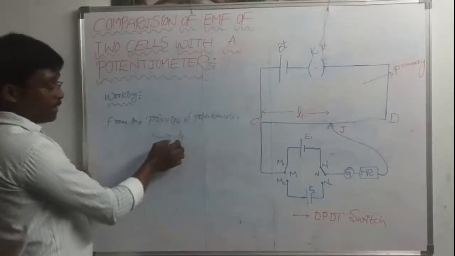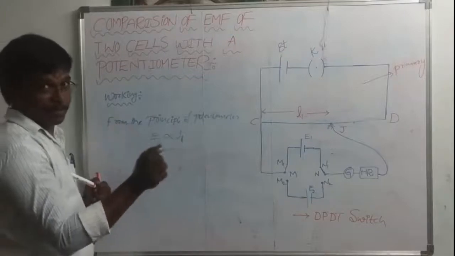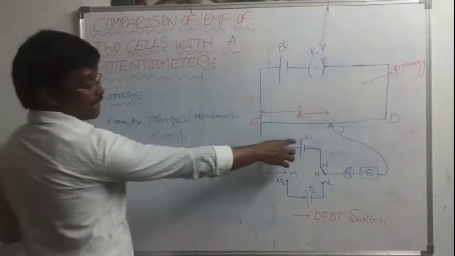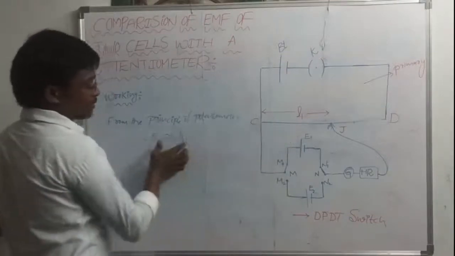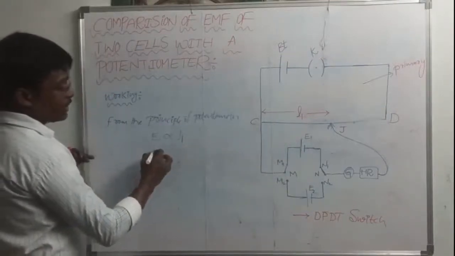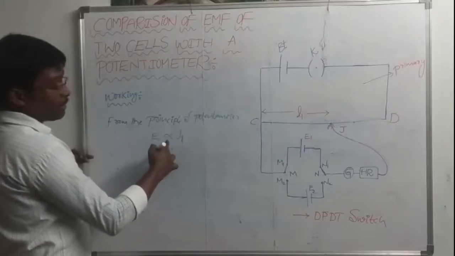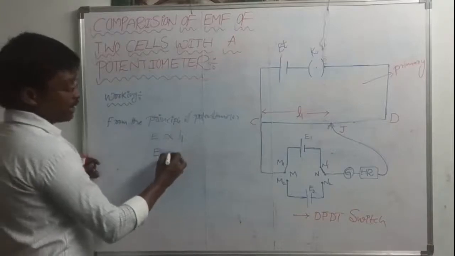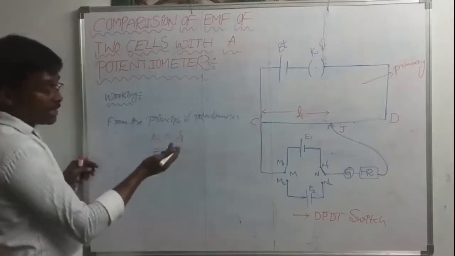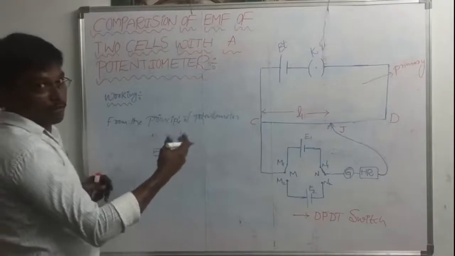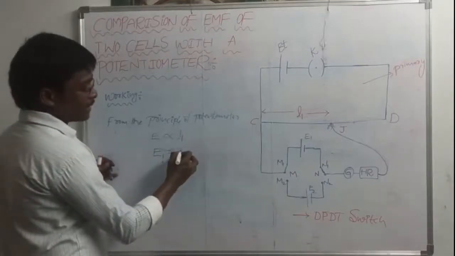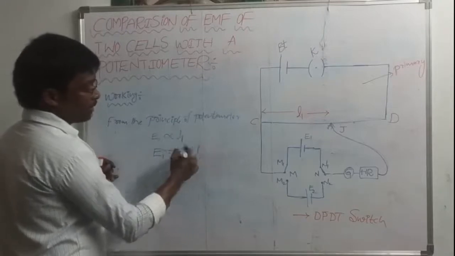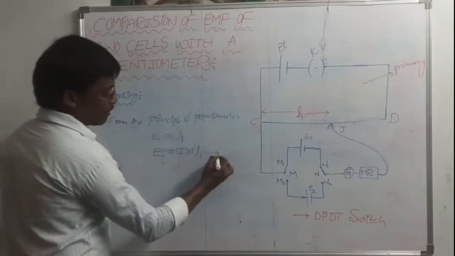From the principle, E is directly proportional to L. E means EMF, L means balancing length. Here, E means E1, and the balancing length is L1. So both are directly proportional. Now I am changing this expression from directly proportional to equal. Whenever we convert directly proportional to an equal format, we should take some constant, correct? So here I am taking the constant I into R. So E1 equals I R L1. Give this equation number 1.